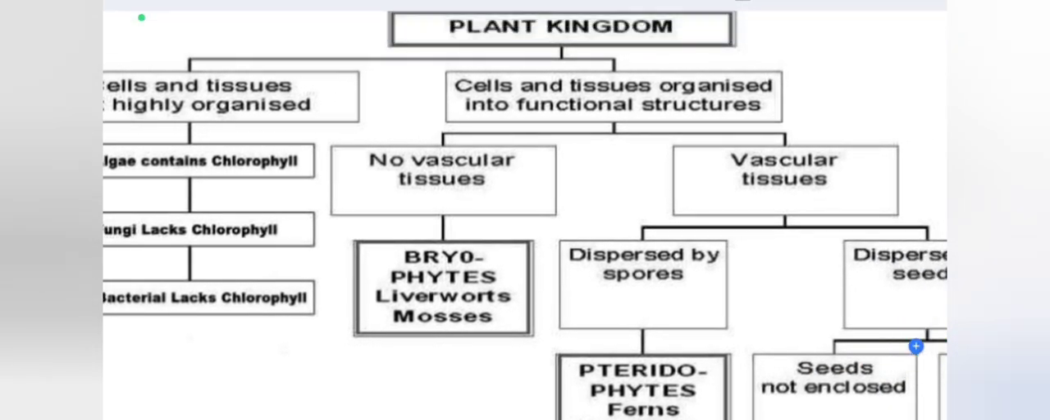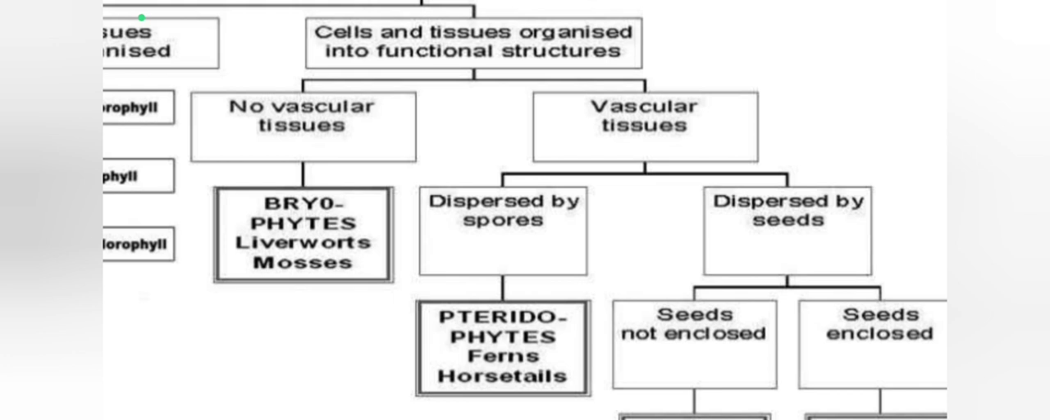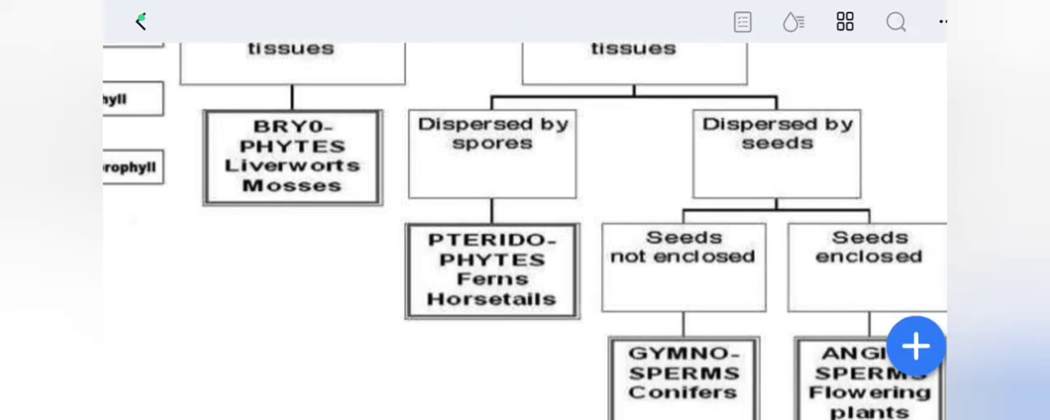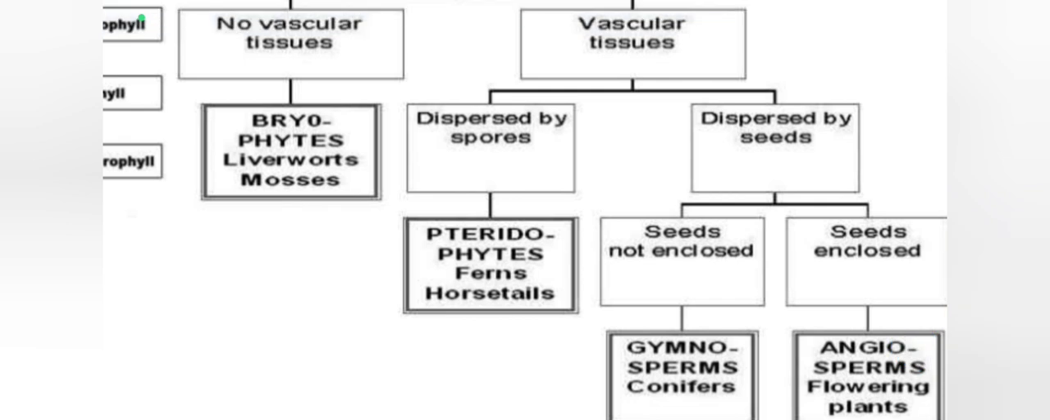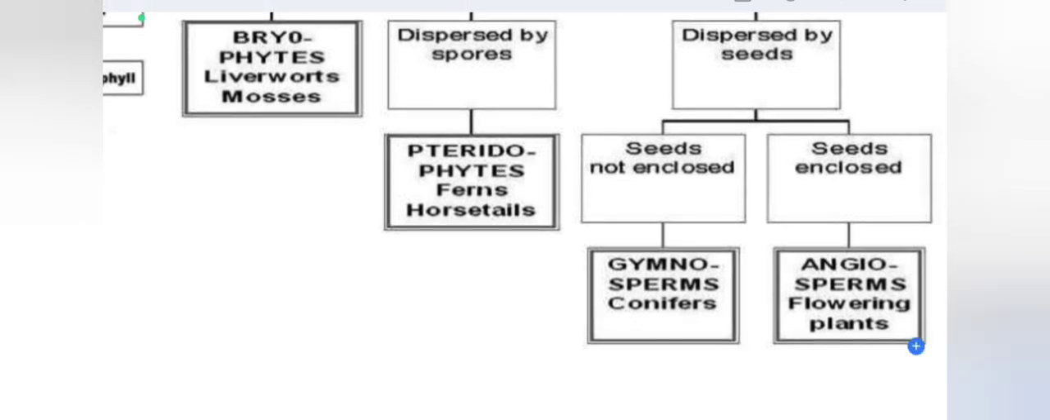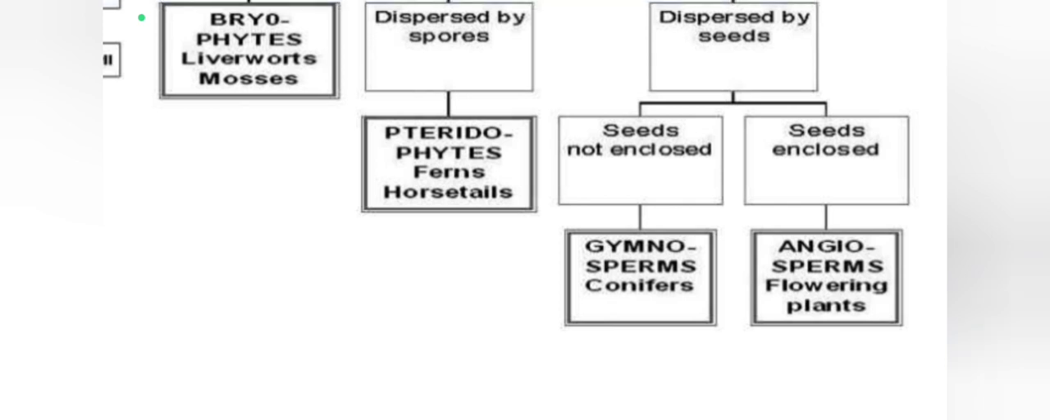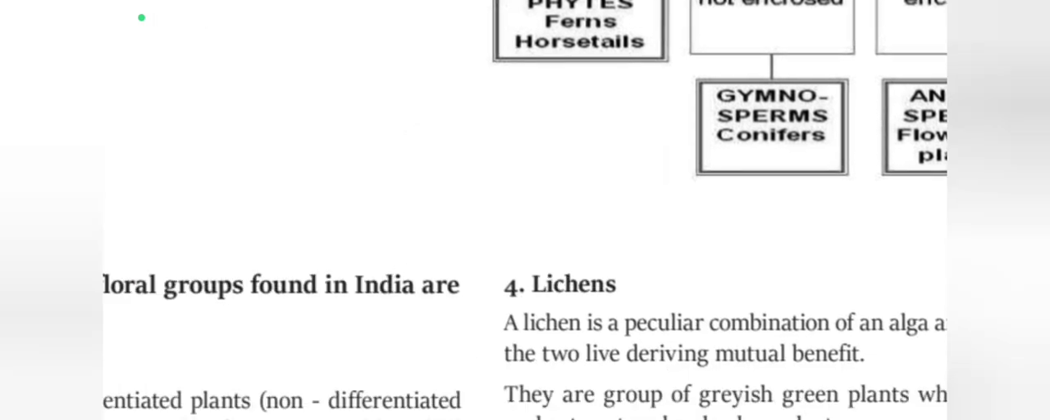Now cells and tissues organized into functional structure. No vascular tissue are the bryophytes: liverworts, mosses. Vascular tissue plants are dispersed by spores or dispersed by seeds. Dispersed by spores are the pteridophytes: fern, horsetail. Dispersed by seed is seed not enclosed or seed enclosed. Seed not enclosed are gymnosperms, conifers, and seeds enclosed are angiosperms, flowering plants.